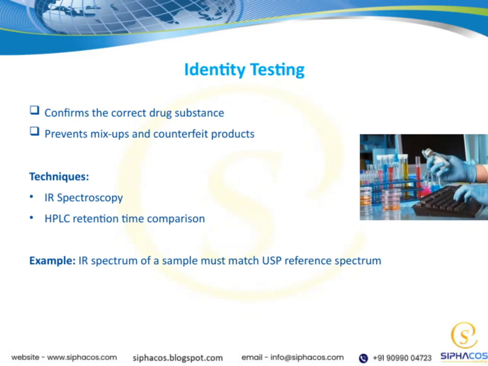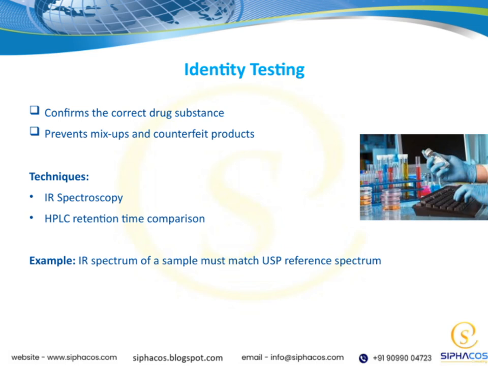Let's talk about identity testing, which is a critical step in ensuring we have the right drug substance. This process helps us confirm that the product is exactly what it's supposed to be, preventing mix-ups and the risk of counterfeit products entering the supply chain. To do this, we use specific techniques.